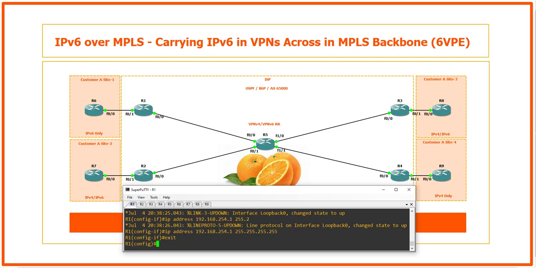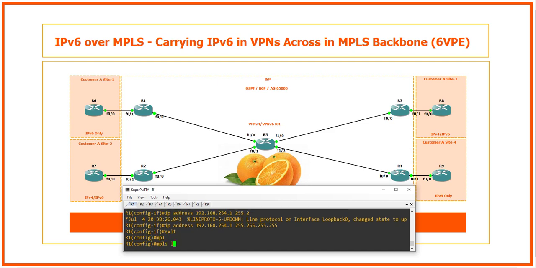Now we can start the configuration of the OSPF and also MPLS. For example, in R1, MPLS label range between 100 to 199. Then we can configure, for example, router OSPF 1. Router ID is 192.168.254.1, for example. The network statement 10.1.2.1 quad 0.